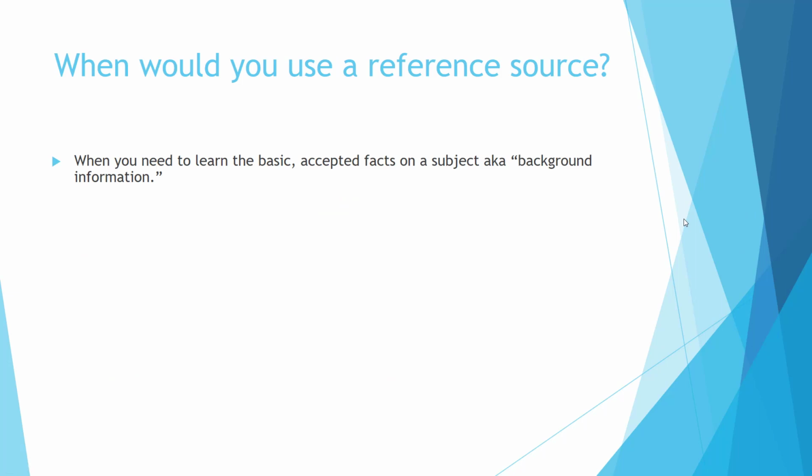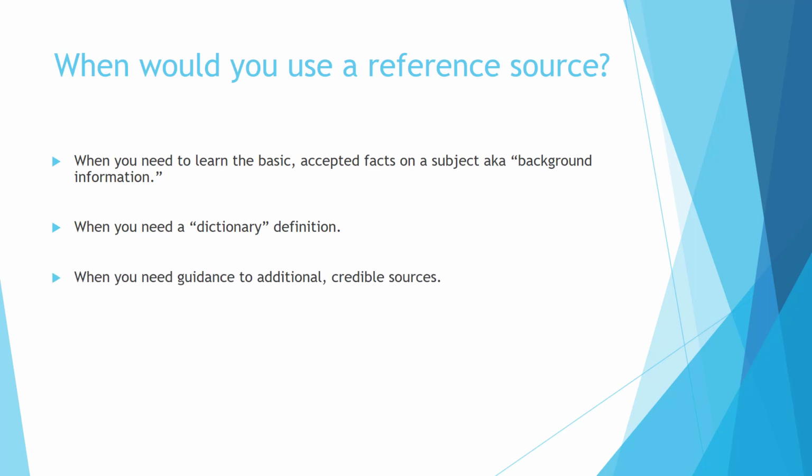Again, when you just need to learn the basic facts on a subject. Or maybe you know a little bit and you need to flesh out your understanding. Maybe you just need the strict dictionary definition of a term. That's what a reference source is for. When you need guidance to additional credible sources, this is where the further reading or the bibliography of the article can lead you. When you need an overview of a topic from a specific disciplinary perspective.